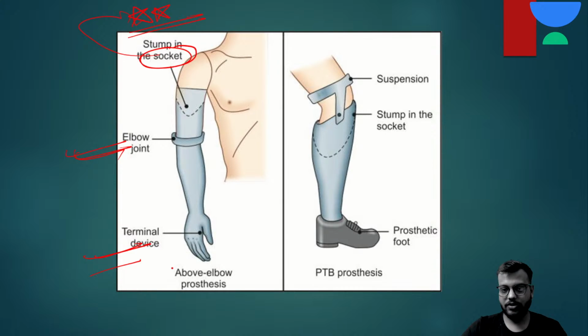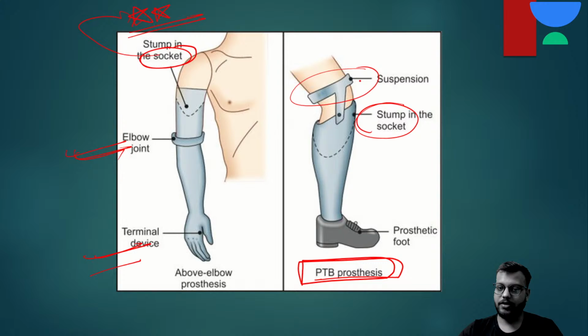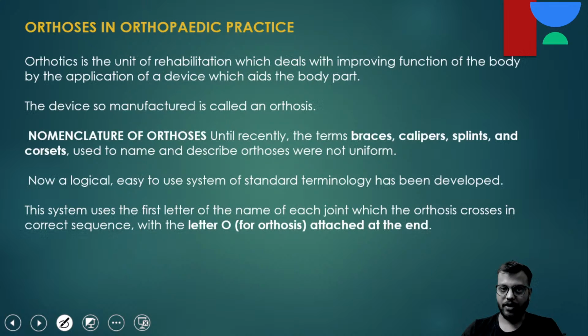So this is your above elbow prosthesis, this is your PTB prosthesis below knee. Okay, this is your socket, and here it is your suspension giving support to the distal thigh so that there is proper movement of the knee joint. So this is your PTB prosthesis for below knee amputation.